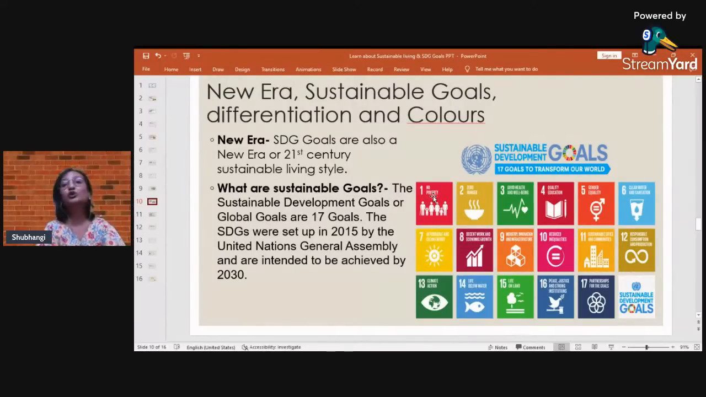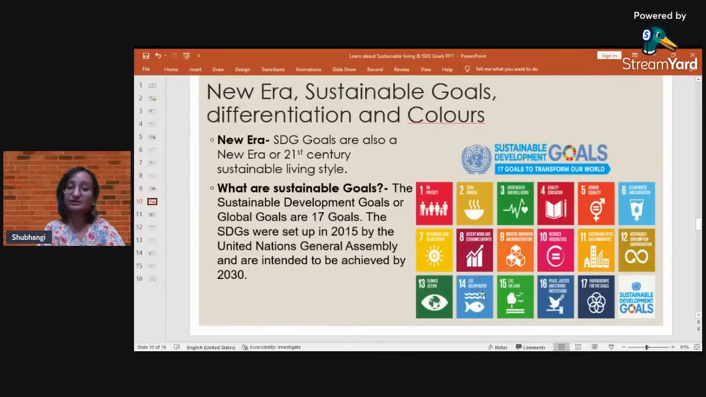Number 1 is no poverty, second is zero hunger, third is good health and well-being, fourth is quality education, fifth gender equality, sixth clean water and sanitation, seventh affordable clean energy, eighth decent work and economic growth, ninth industry, innovation and infrastructure, 10th reduced inequality, 11th, sustainable cities and communities.